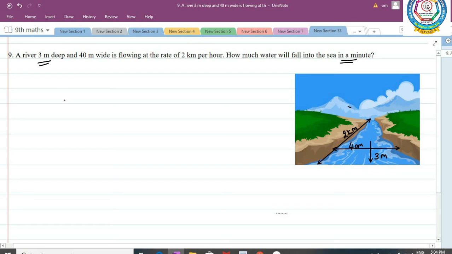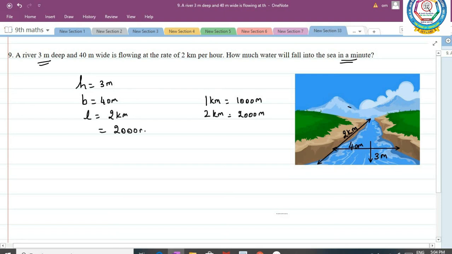They ask. First you write what is given. Height: deep means height, which is equal to 3 meter. Breadth, that is 40 meter. That length is equal to 2 km. Now you check. Height and breadth are given in meter, but length is given in kilometer, so you should convert it into meter. We know that 1 kilometer equals 1000 meter. Therefore 2 kilometer equals 2000 meter.